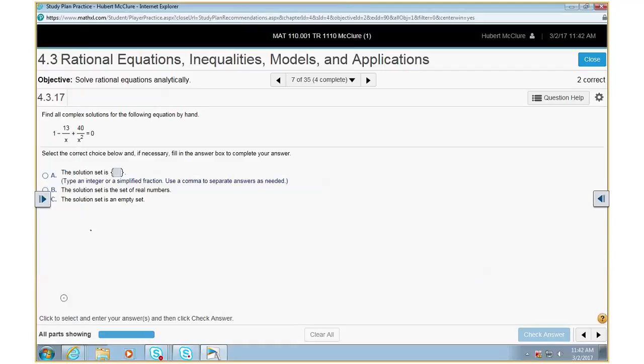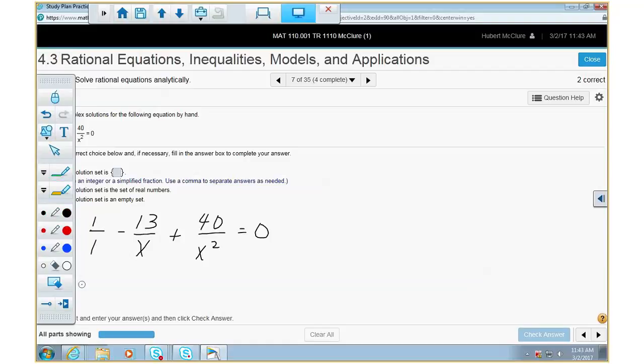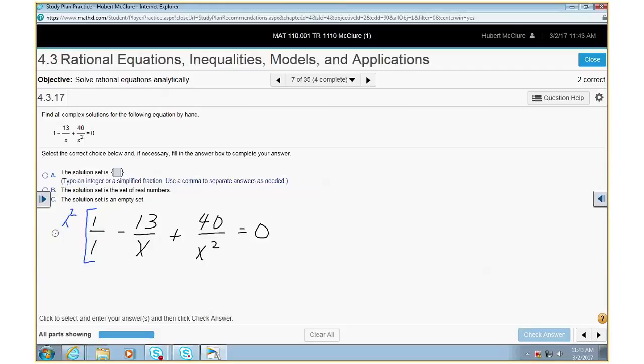Alright, so we have 1 minus 13 over x plus 40 over x squared is equal to 0. What is the common denominator of 1, x, and x squared? Always remember, when you're trying to find a common denominator, you go with the highest exponent. When you're factoring out something in common, you go with the lowest exponent. So the highest one is what? X squared. So I'm going to multiply through by x squared over 1.